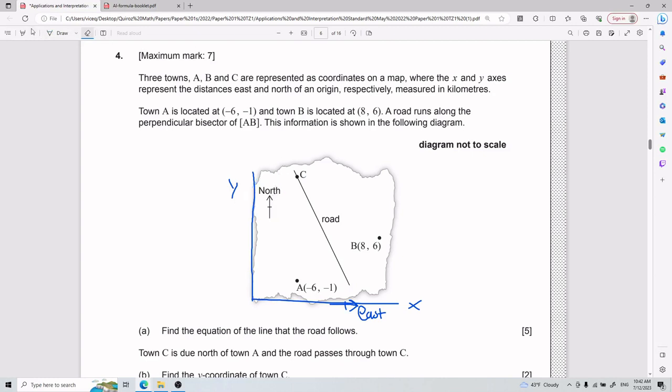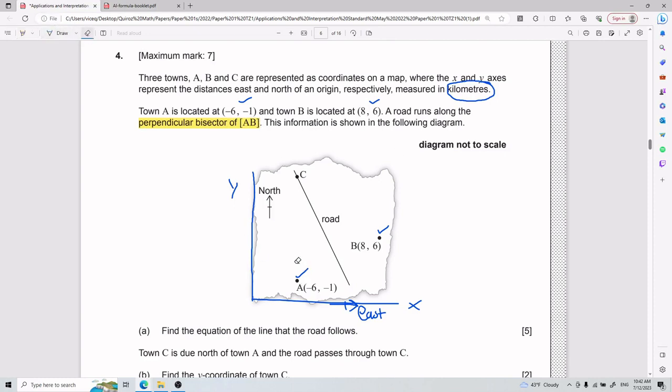That is what it's telling me. Our units are kilometers. Units are important. We're going to leave that highlighted. Town A is located at negative 6,1. That is this here. Town B is located at 8,6. That is this here. And we have a road that runs along the perpendicular bisector of AB. This information is shown in the following diagram.